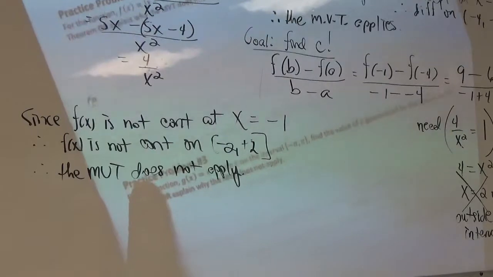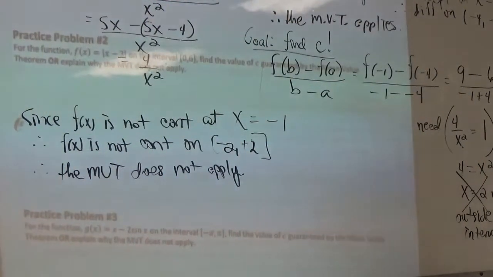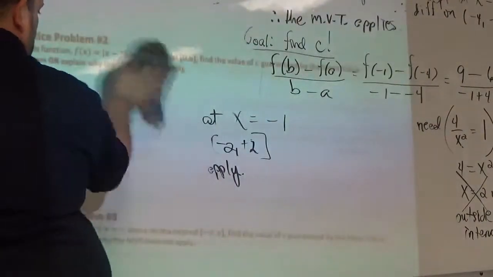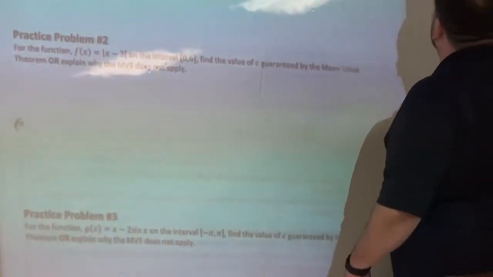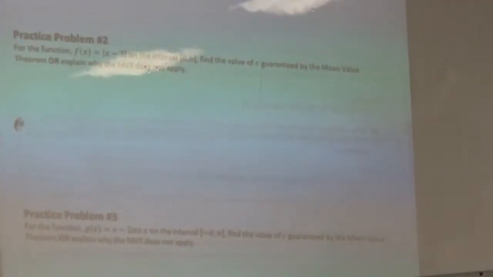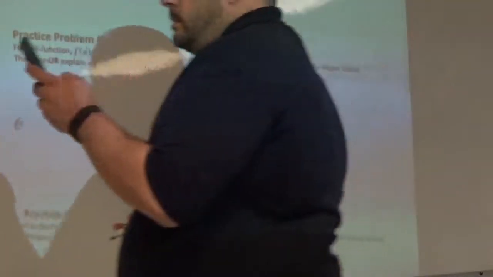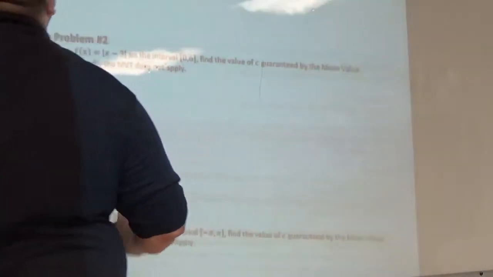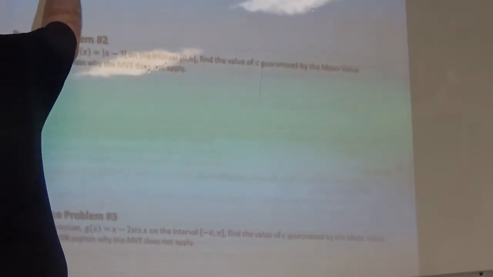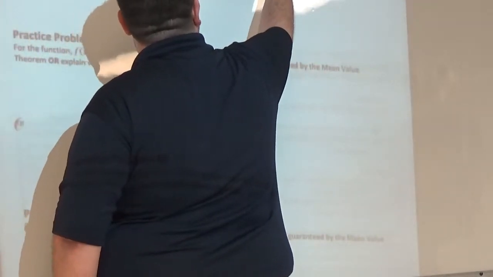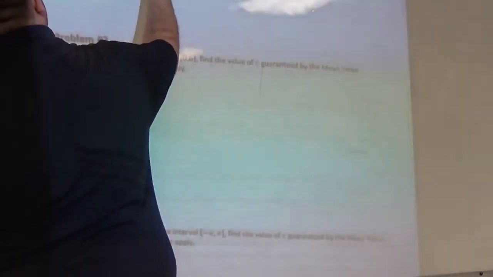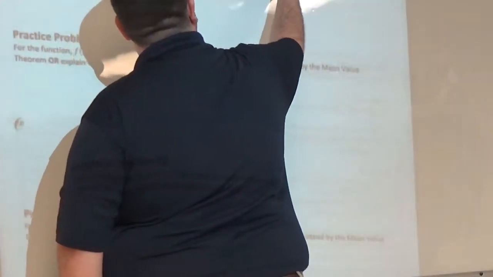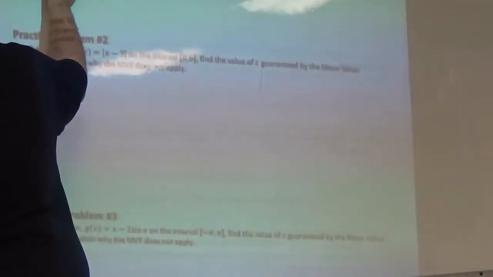-2 minus -2. Keep it general. That would be 0. You didn't get 0 over 0 when you plug it into f of b minus f of a. Oh, so 0 over 2 would be 0. Oh, okay. Never mind. C equals 0, right?